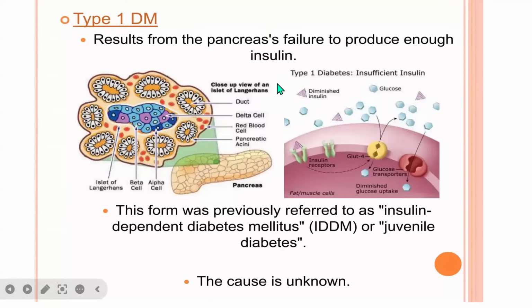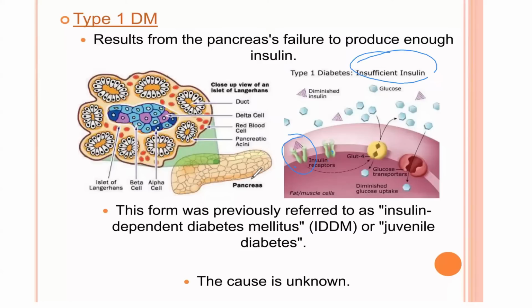So usually in type 1 diabetes, there is insufficient insulin. Insufficient insulin is produced as a result of diminished concentration of the insulin, and of course this affects the uptake of glucose, because usually there are insulin receptors. So when insulin binds to the receptor, it will now invite the GLUT4 transporter on the surface of the cell.